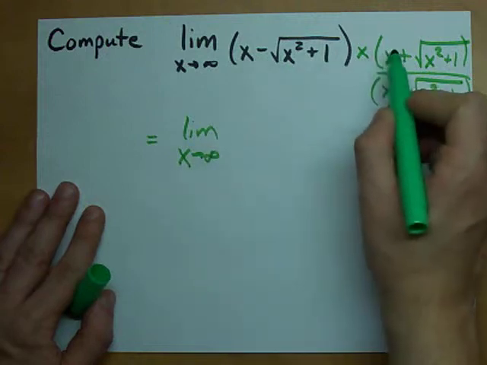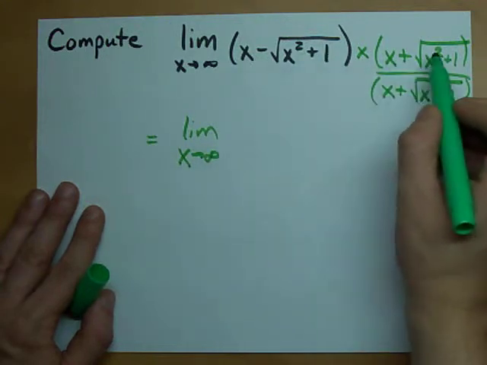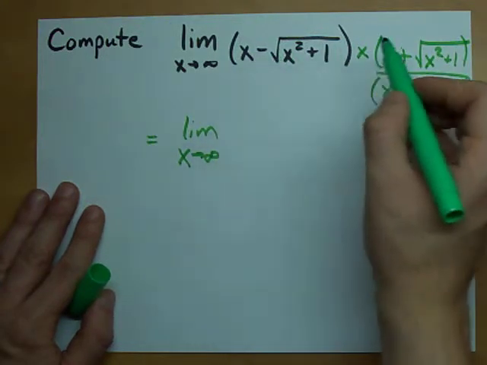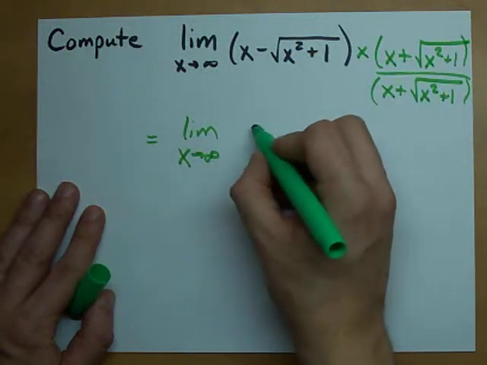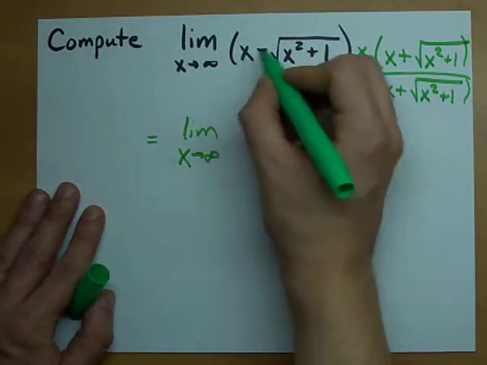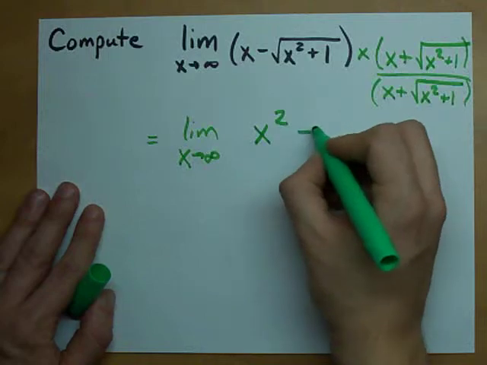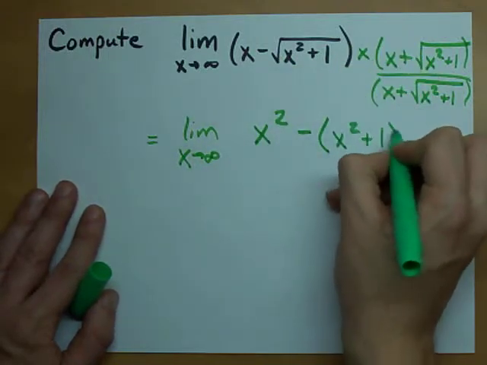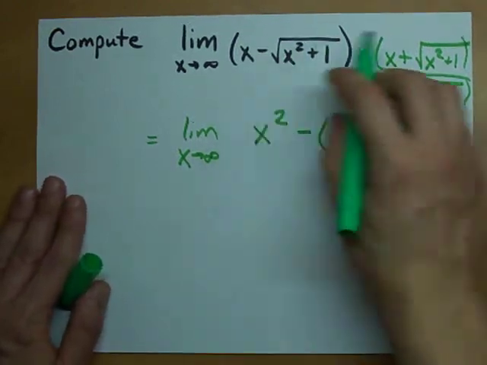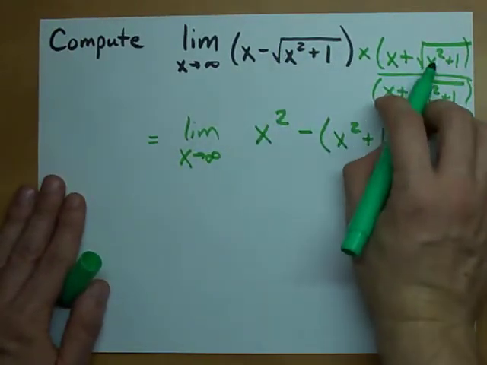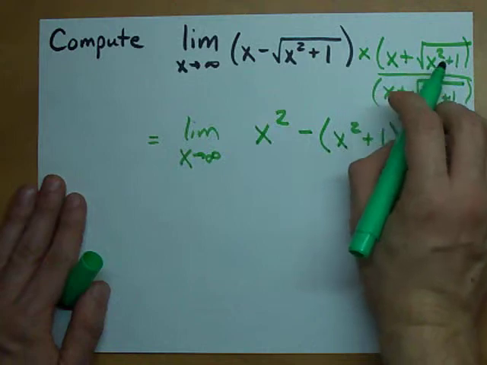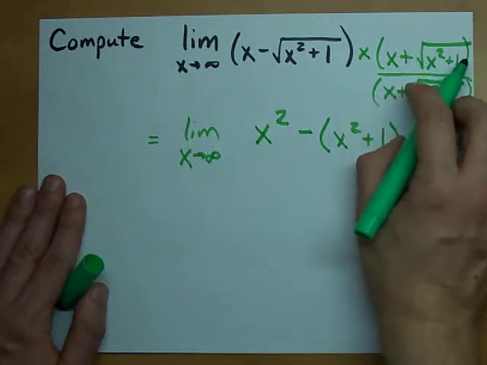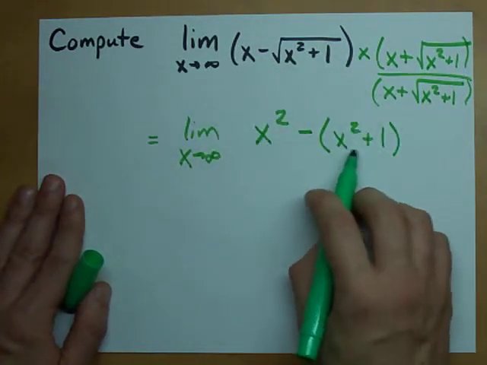Notice it's x and x, same thing. Root x squared plus 1, root x squared plus 1, same thing. The only thing that differs is the sign in between them. What you get is x squared minus, and then the thing that's under your square root. The square root actually cancels itself out when you multiply it by itself with another square root, because this exponent of a half and this exponent of a half combine to make the exponent of 1.